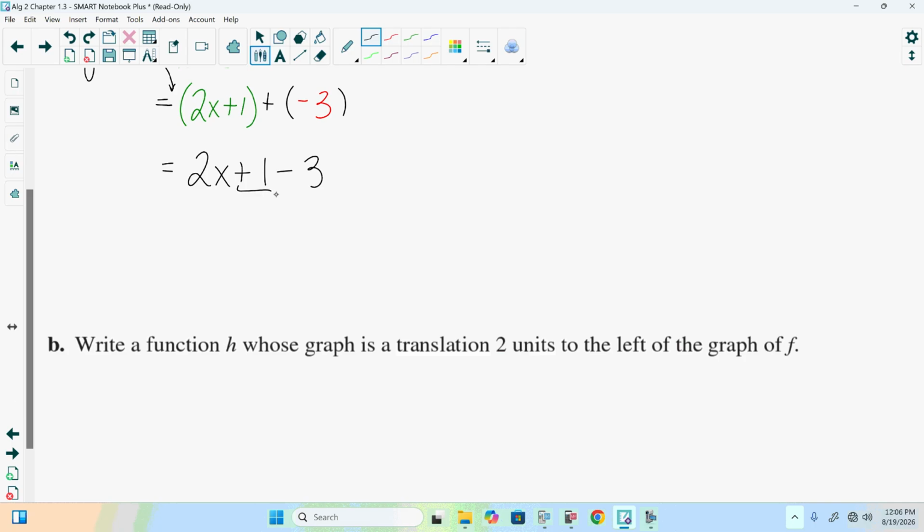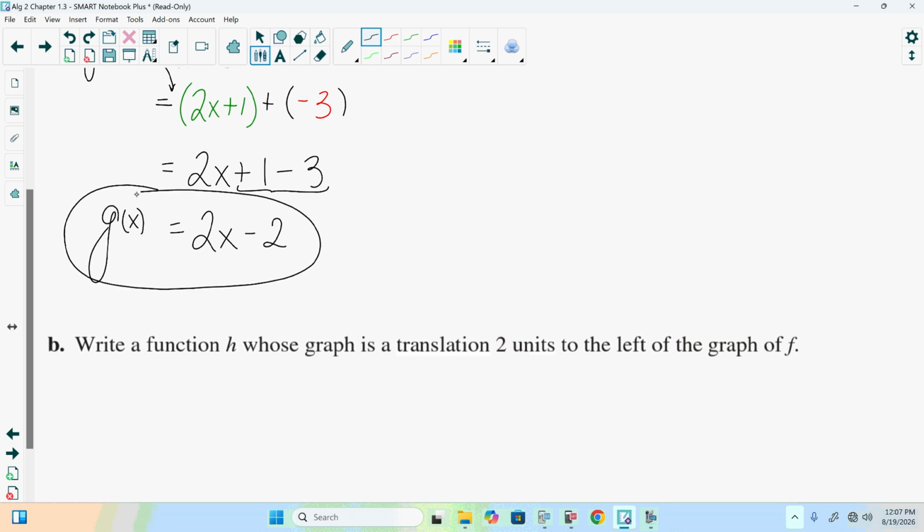Well, 1 minus 3 does combine, yes? 1 minus 3 is negative 2. So our new function, after we translated it 3 units down, is 2x minus 2.